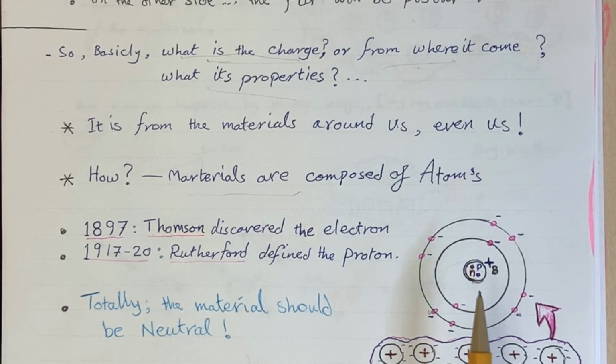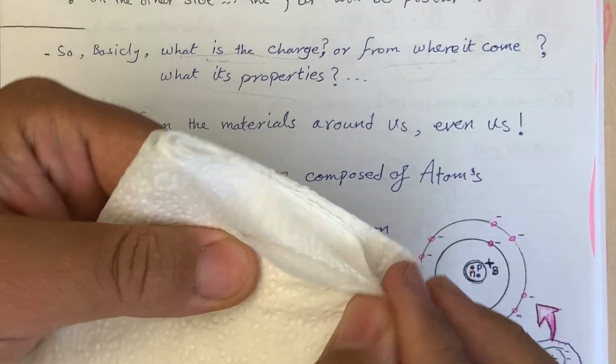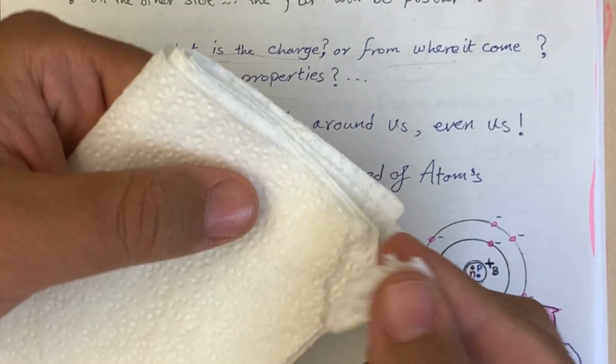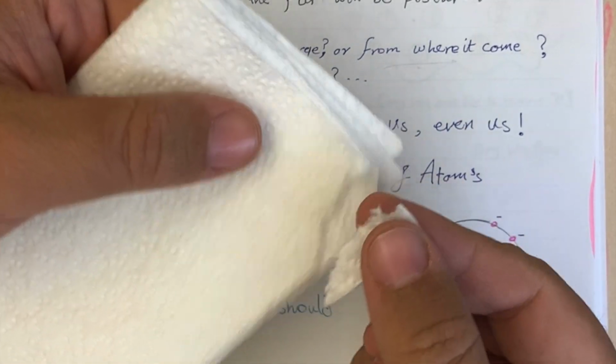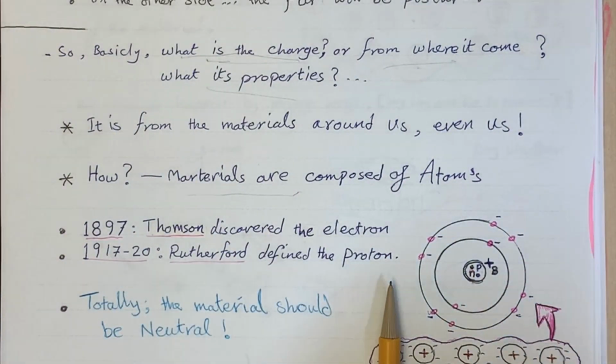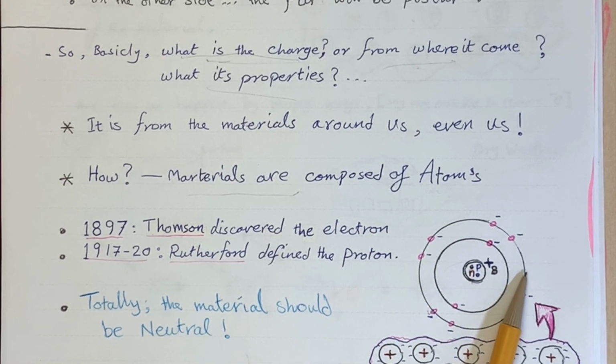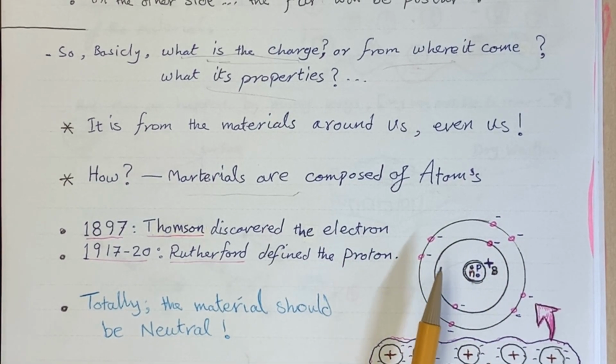The nucleus is fixed in its place. We cannot move a nucleus from its place. We can only do that by dividing the material, and then we are moving nuclei from one place to another and separating them. But the electrons are already moving, so we can study them easily. We will see that now.